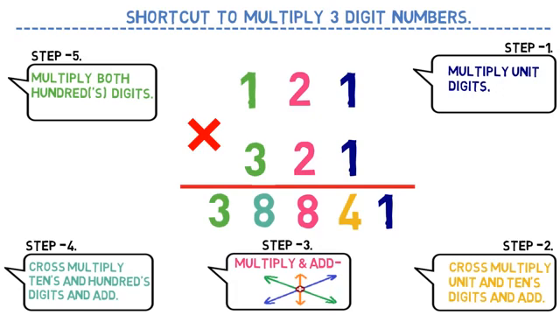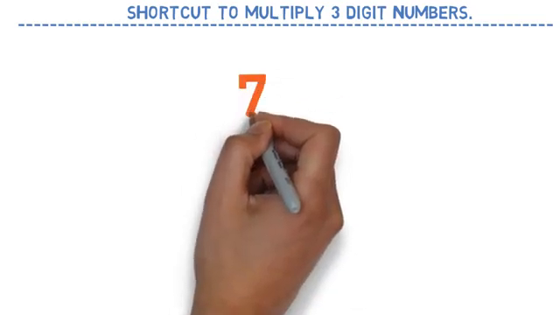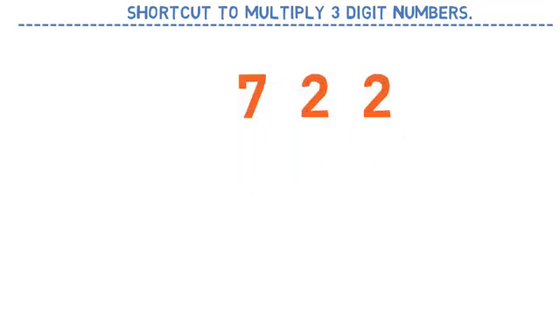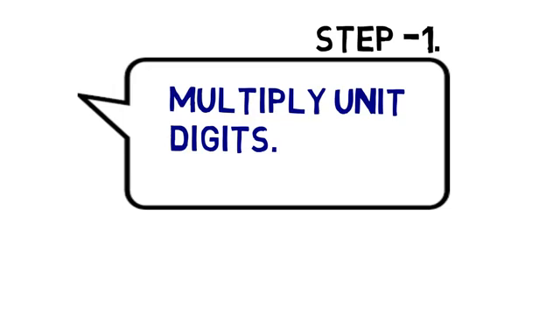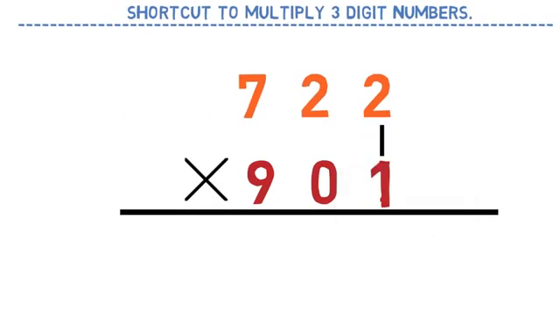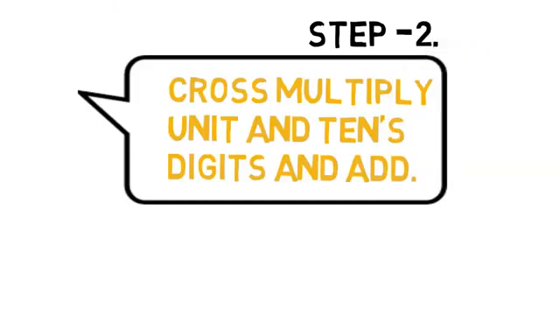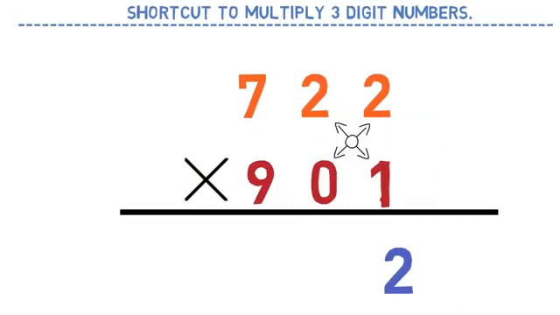Now let's move on to another question which is a little more complex than this, which contains some carry. So let's try to solve the question 722 into 901. Definitely there would be carry, right? Now from step 1 we know we need to multiply the unit digit. 2 into 1 is 2. Step 2, cross multiplication of unit and tens digit. We have 2 into 1 is 2 and 2 into 0 is 0. 2 and 0 is 2.